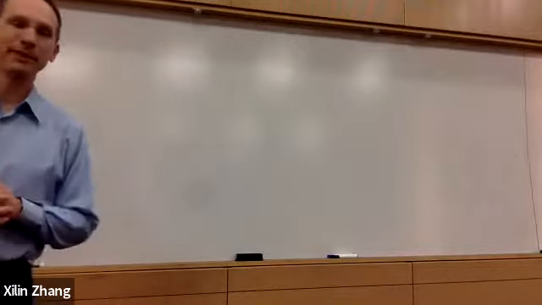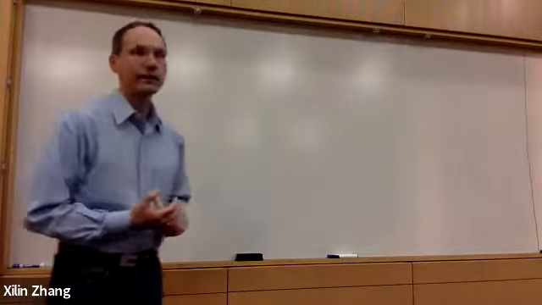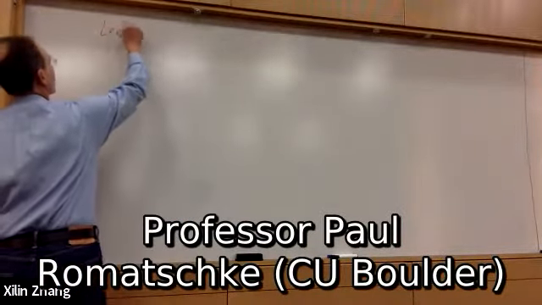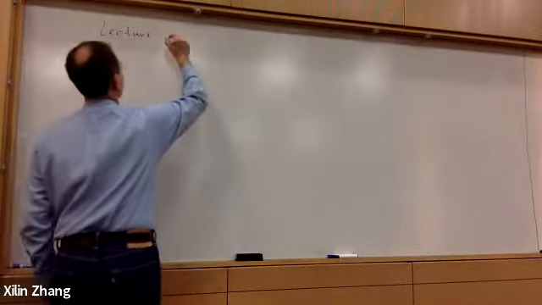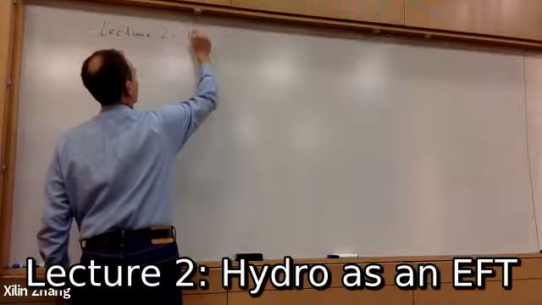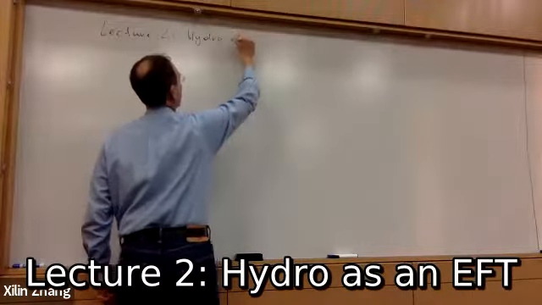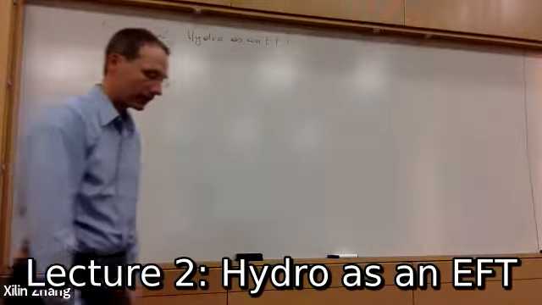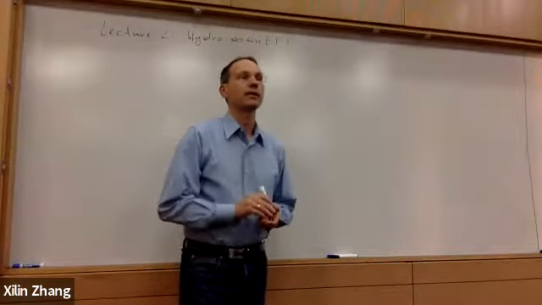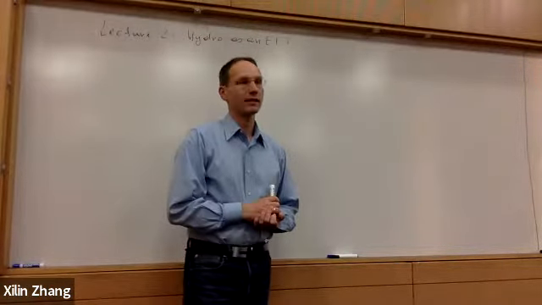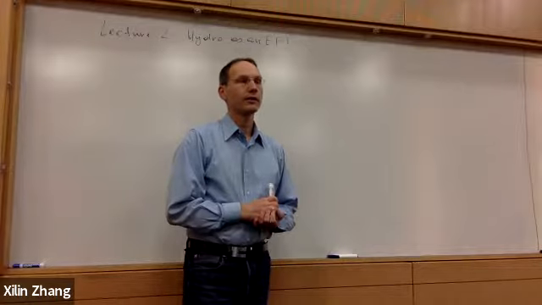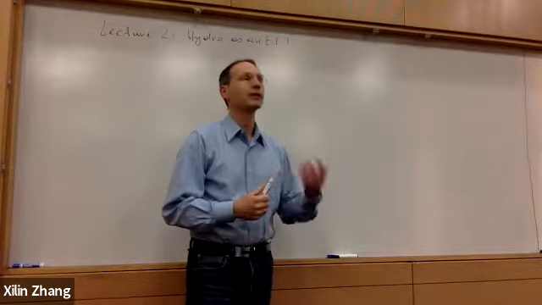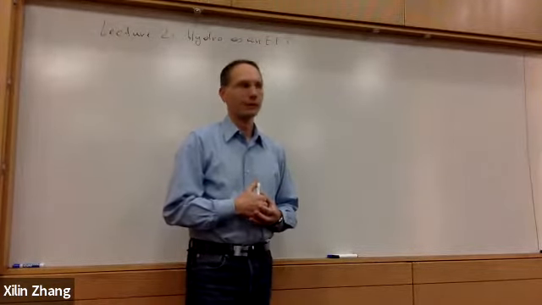So welcome back, everybody. Today is the second lecture out of the mini lecture series on hydrodynamics. As promised, today I want to talk about hydro as an effective field theory. And the way that I want to do that is basically by analogy with the simple example of diffusion that we did yesterday. Pretty much all of the things that we discussed yesterday will have an analog in hydrodynamics, but there will be extra complications that will arise.